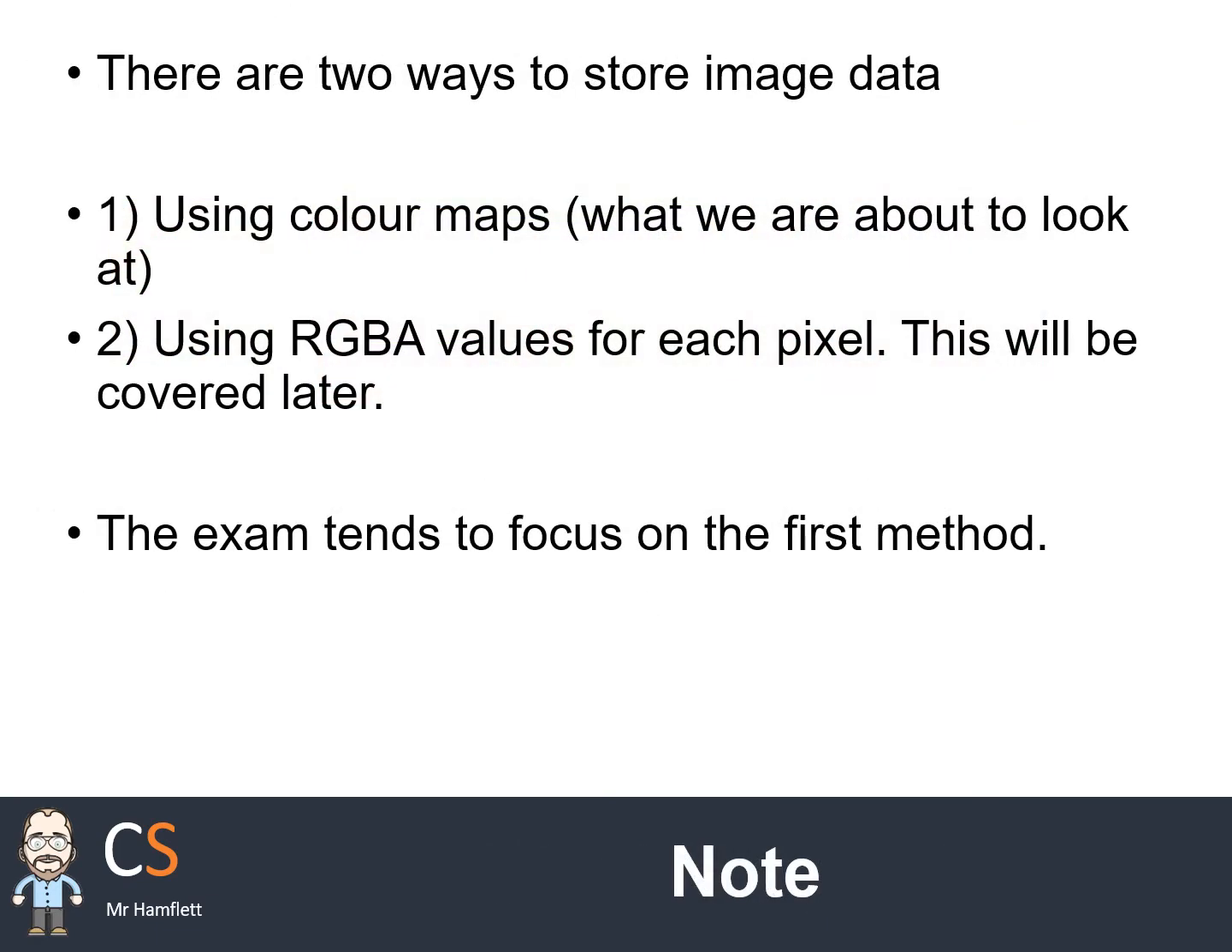There are two ways to store image data. The first one is using color maps, which we're going to look at right now, and the second is using RGBA values for each pixel. The second way is how most images are stored nowadays, because most pictures will be stored using 16 million different possible colors. However, there are still some images which are stored and saved using color maps. For example, the graphics interchange format, GIFs, will tend to use that format. So we tend to focus on the first format in the exam. However, it's probably worthwhile knowing the second one as well.